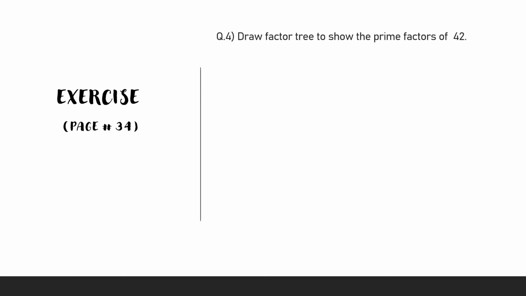Let's do this question from the exercise on page 34. Draw a factor tree to show the prime factors of 42. Now we have to find the prime factors of 42 by the factor tree method. So write 42 here. As it is an even number, we can do it with 2. Now, how many 2s make 42? 21.